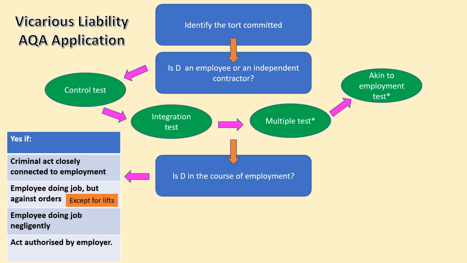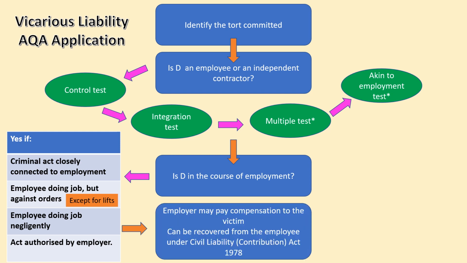And finally, an act authorised by the employer. So whether told to do something, even if it's in a negligent way, or if it's illegal, for example, the employer will still be liable, and that harks back to the idea of control. Now, if the employer is liable, then the employer must pay compensation to the victim. But the add-on is that it could be recovered from the employee under the Civil Liability (Contribution) Act 1978, in which they could deduct from wages, for example.